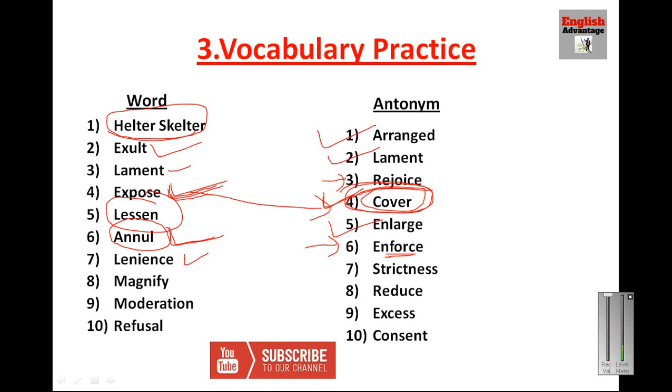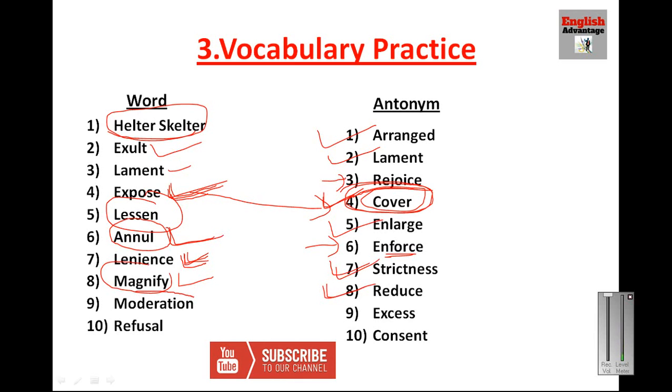Lenience. If you are lenient, you are not strict. You are very liberal in your approach. You are not strict. And strictness will be the correct antonym of this word. Magnify. You must have seen the magnifying glass. So magnify means to increase the size of something. At the same time, reduce means to decrease the size of something.